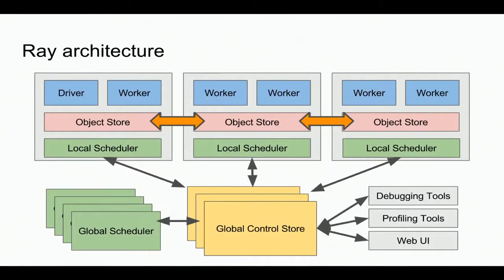To summarize, I would say the three important parts of the architecture are the shared memory object store, the bottom-up scheduling, and the global control store.